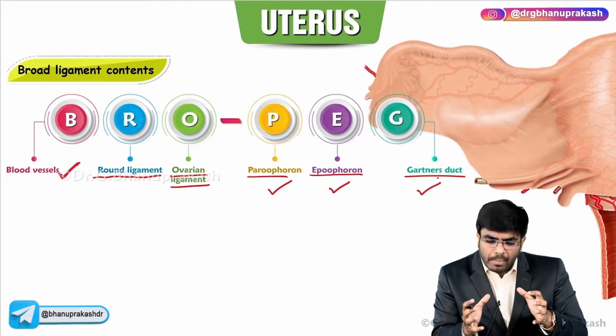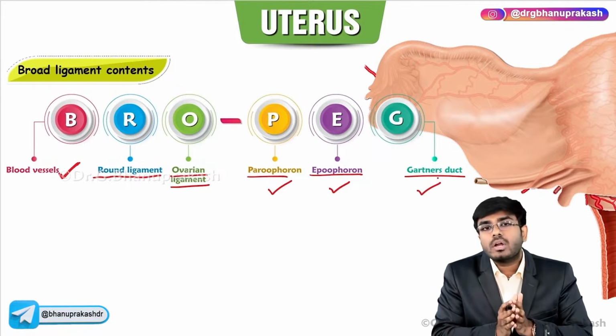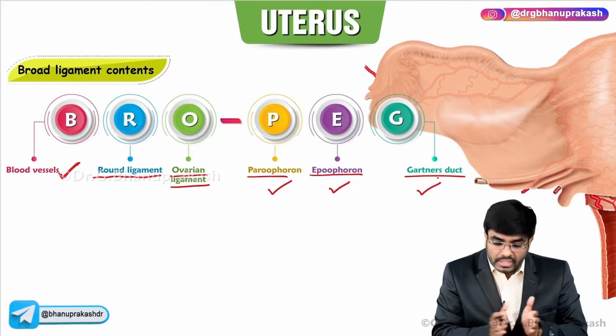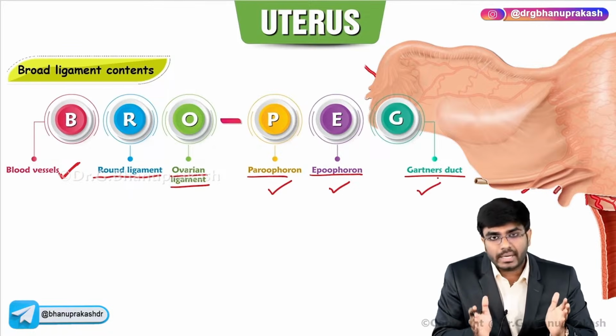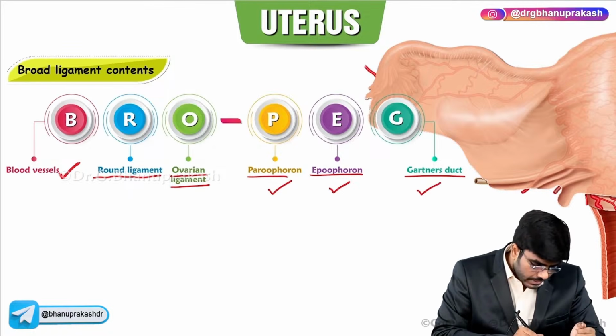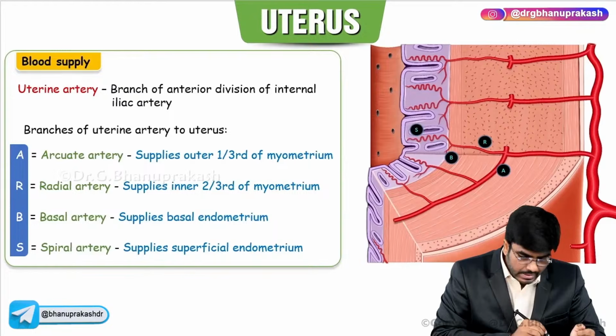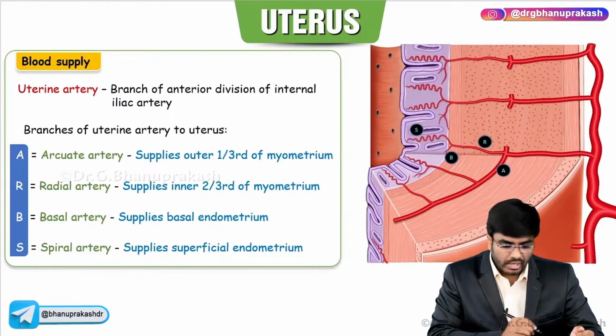Ovaries, are they part of the broad ligament? No, they are not a part of the broad ligament. Only these structures are part of the broad ligament. Now, after this, let's talk about the blood supply of the uterus.